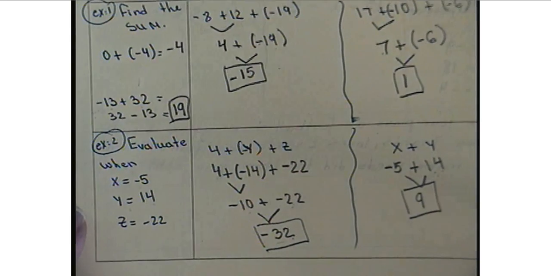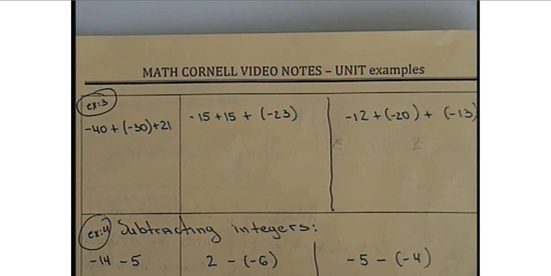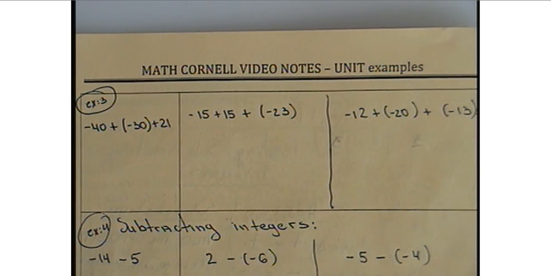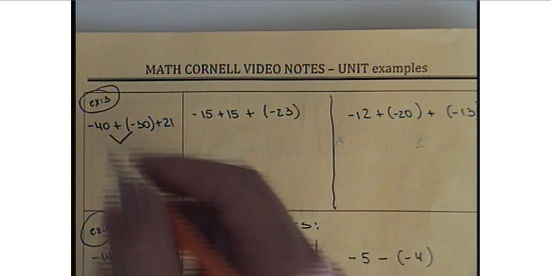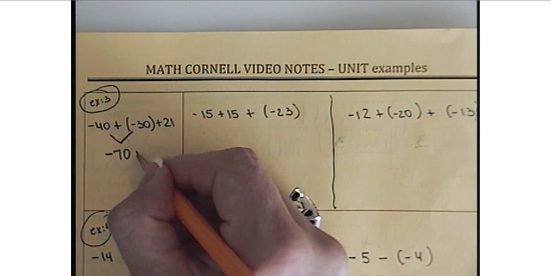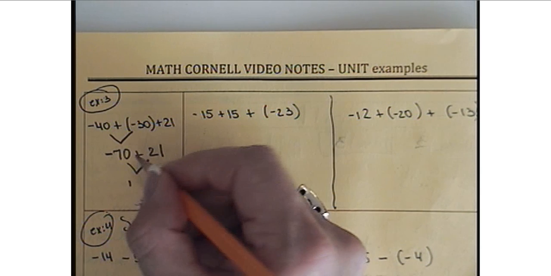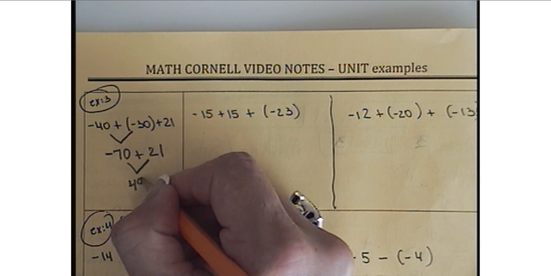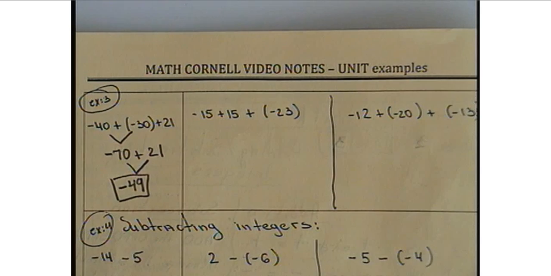Alright, well, let's take a look at a couple more examples. Another good example of problems like that, with a few numbers involved, is example number 3, and we're going to work with those. So negative 40 plus negative 30 is negative 70, plus 21. Then negative 70 plus 21 will give us 70 minus 21, which is 49, and we will write down a negative sign because the larger number has a negative sign.